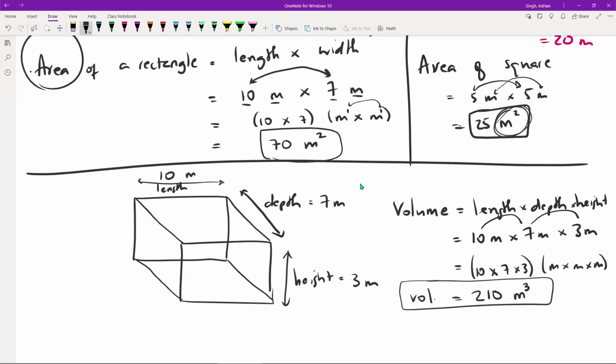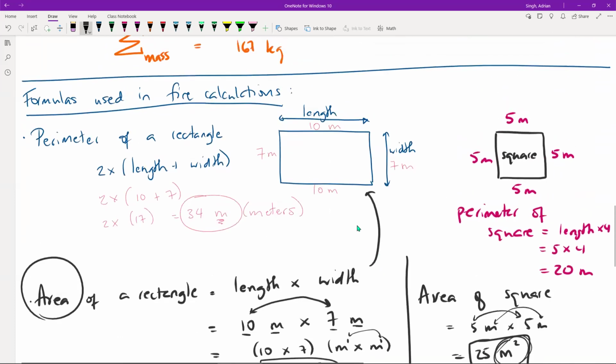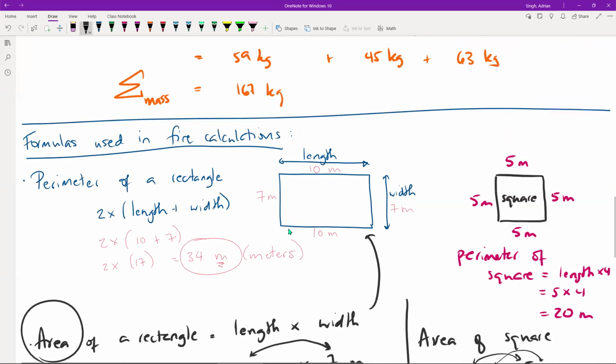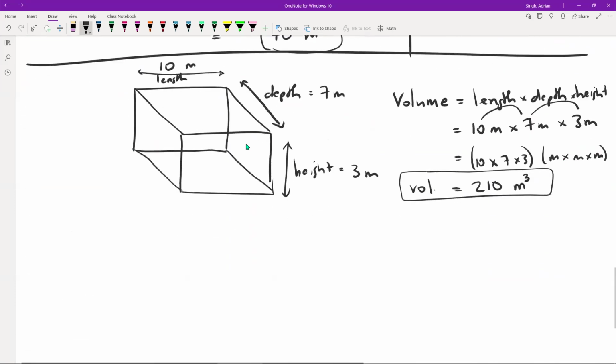Okay, so we can calculate the area of a rectangle, the volume of a rectangular solid, or the room, if you will, and then the perimeter of that rectangle as well.